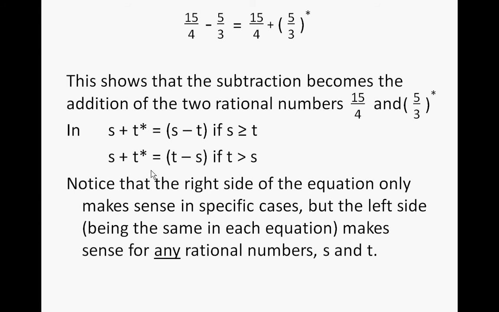But if you look at the left side of the equation, these are both the same, and you can put any arbitrary rational number in here at all. So that's why it makes more sense to write subtraction instead of having to test it with these conditions. Just write it as an addition problem, and you don't have to do any testing for it. It makes sense for any rational numbers, in this case s and t.